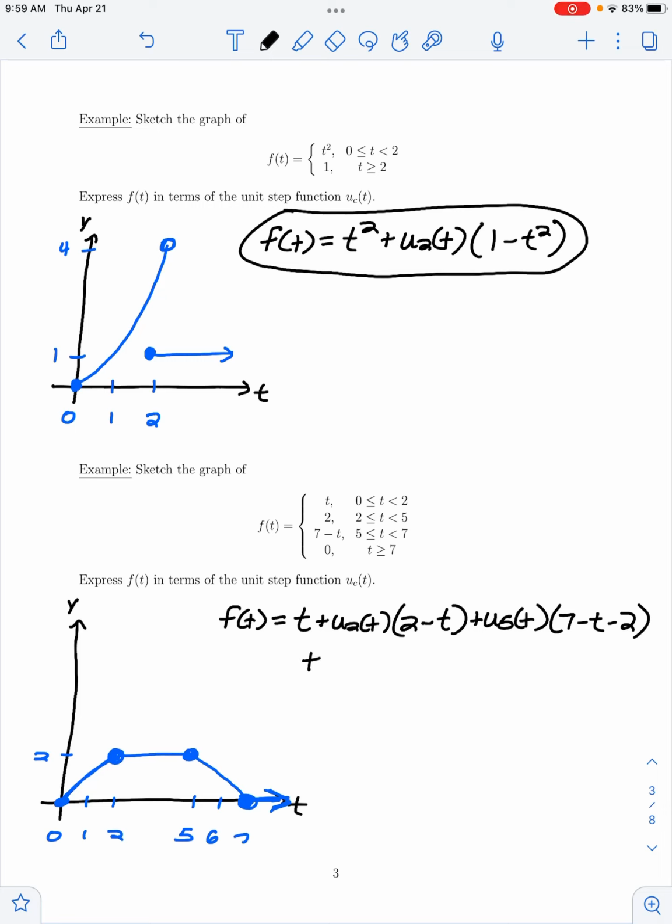And then we have one more jump occurring at time 7, so I could add a unit function at time 7 times the value that I want my function to take on the next interval, which is 0, minus the value of the function on the previous interval, which was 7 minus t.